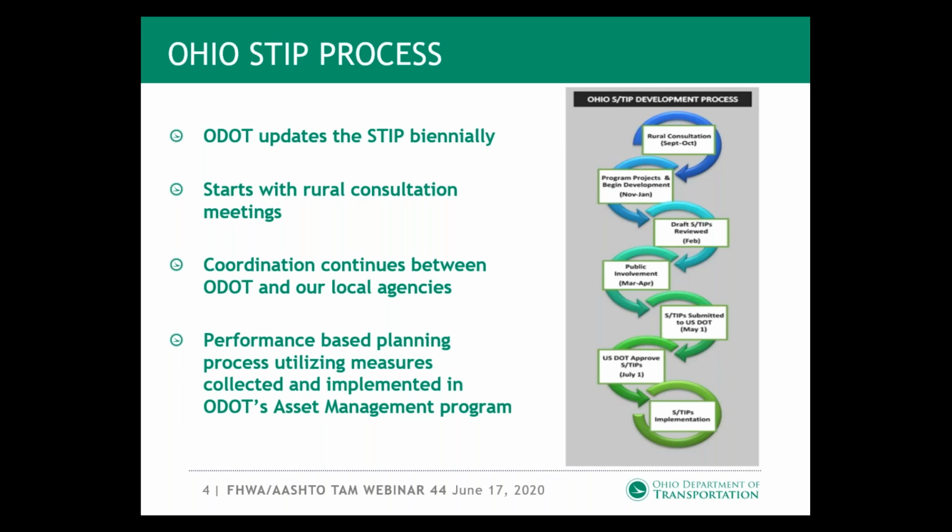Similar to TxDOT, we're a decentralized department, although rather than 25, we have 12 district offices within Ohio. All of our districts do this planning and coordinating with help, obviously, from central office. We utilize a performance-based planning process, utilizing our measures collected and implemented as part of our asset management program.